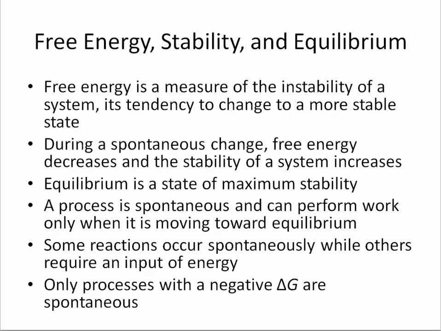Free energy is the measure of the instability of a system, its tendency to change to a more stable state. So during a spontaneous change, free energy decreases and the stability of the system increases. Equilibrium is a state of maximum stability. A process is spontaneous and can perform work only when it is moving towards equilibrium. Some reactions occur spontaneously. Others require an input of energy. Only the processes with a negative Gibbs free energy change are spontaneous.